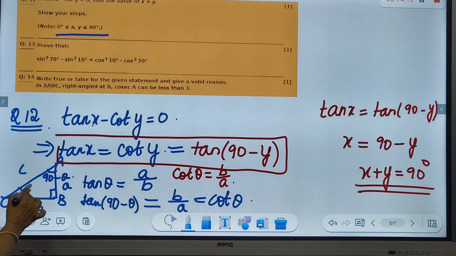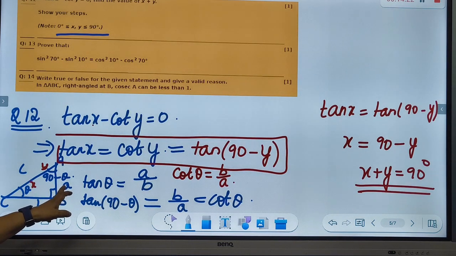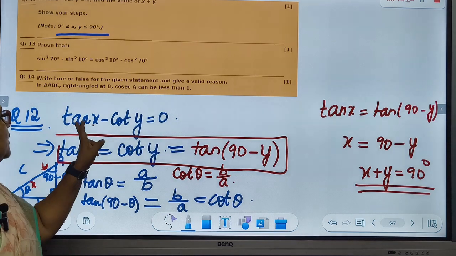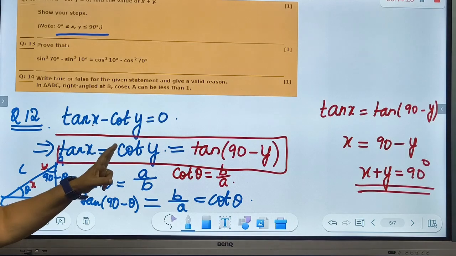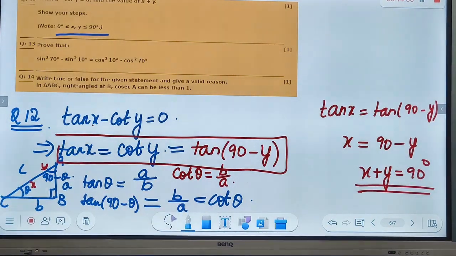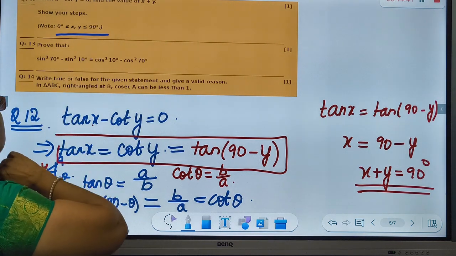If this angle is x, and this angle is y, x plus y will be 90. That is why we write one as theta, the other will be 90 minus theta. That is why if tan x equal to cot y, this cot y can be written as tan of 90 minus y. If x is 90 minus y, x plus y equal to 90 degrees. Is it clear? Now let's go on to the next problem.